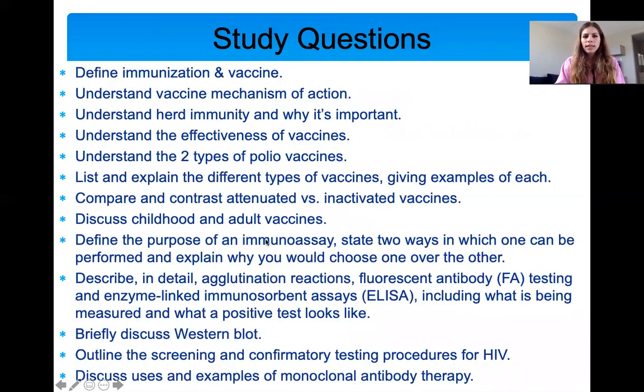So this was the immunological applications lecture. And again, we talked about vaccines, different types of vaccines, and different types of immunoassays to know how to categorize whole agent vaccines from subunit fraction vaccines, and then know the different immunoassays we talked about. So agglutination reactions, fluorescence antibody tests, ELISA, Western blot, and know direct versus indirect, and where examples fall of each.